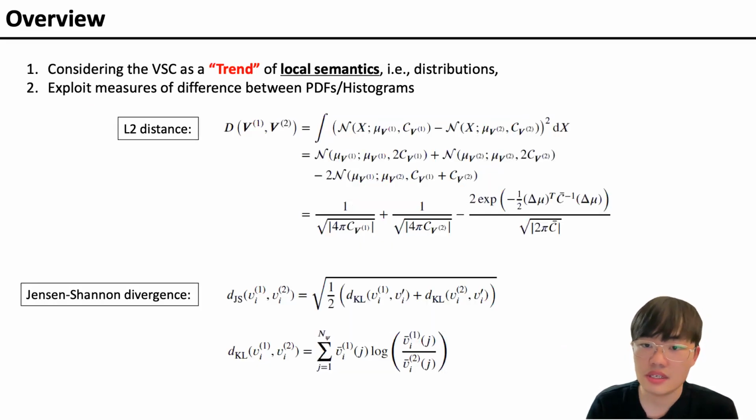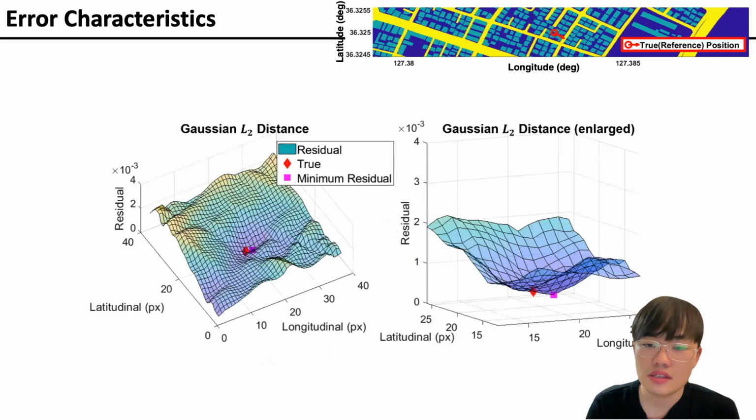Since a VSC is considered as a trend of a local semantics or distributions of semantics, we exploit multiple measures of differences between probability density functions, such as L2 measures or Jensen-Shannon divergence, or in short, JSD. Note that the latter one is sensitive to the column shift or rotation of an image. This is a sample residual map with L2 distance is utilized, which is rotation invariant.